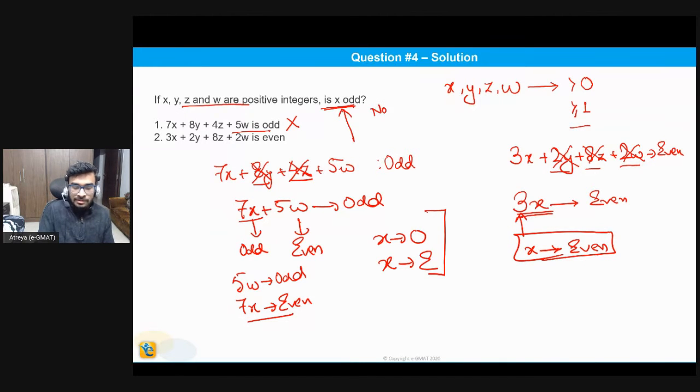So here we can answer the question whether x is odd or not. We can say that no, x is not odd from the second statement's analysis. So this would give us the answer, and we can say that the second statement is the correct statement. The answer for this question hence becomes option B.